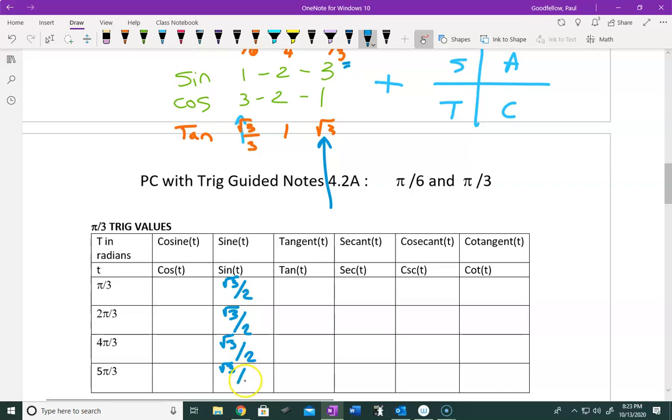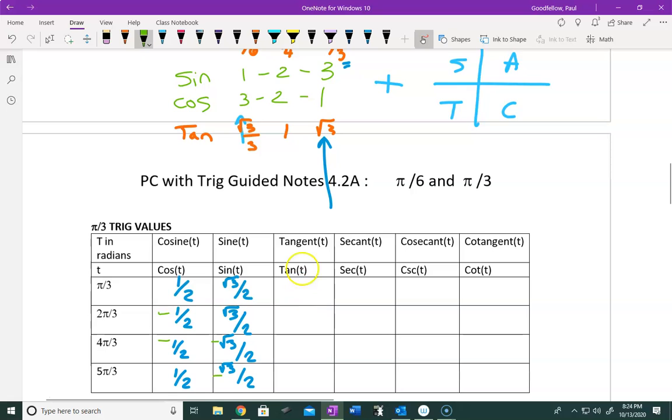Root 3 over 2. And all of the cosines would be 1/2 all the way down. And ASTC would tell me exactly the same thing based on signs. All positive, second quadrant, only sine is positive. That one's negative. Cosine is positive, and they're both negative in the third quadrant. And then the fourth quadrant, only cosine is positive and sine is negative. Now, you see how quick you can get those answers?